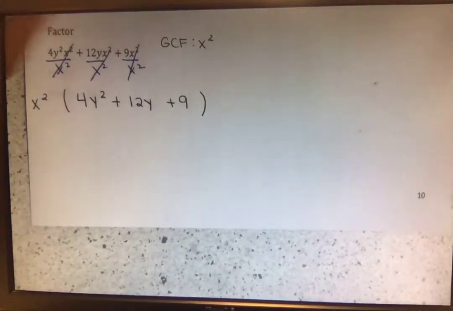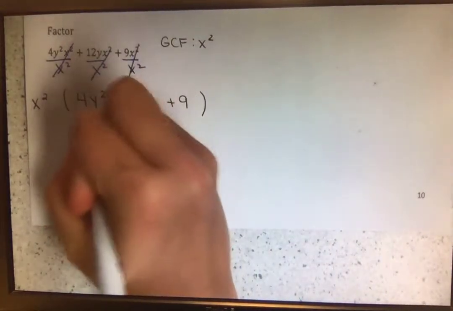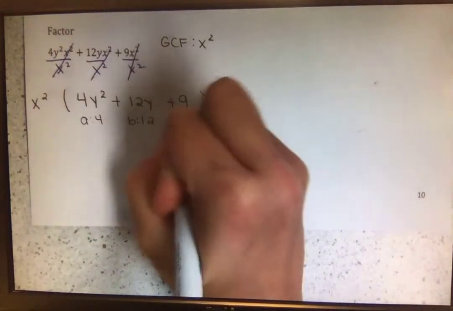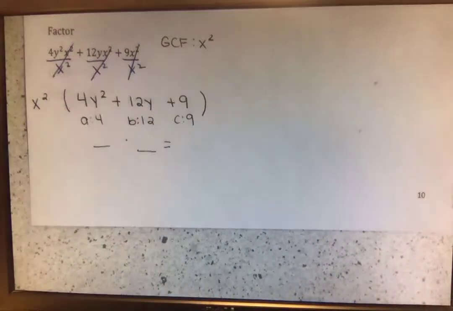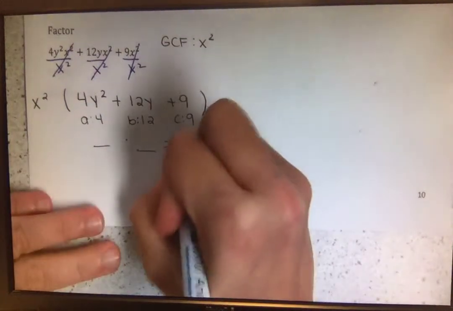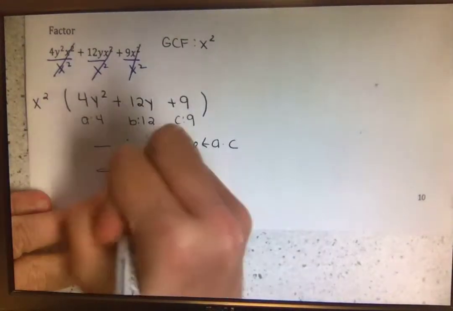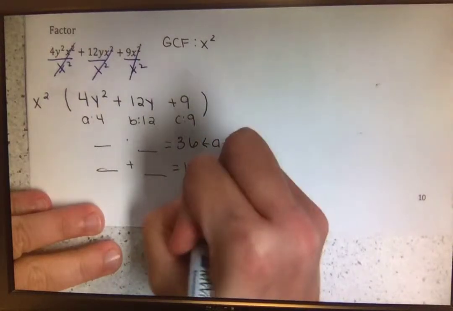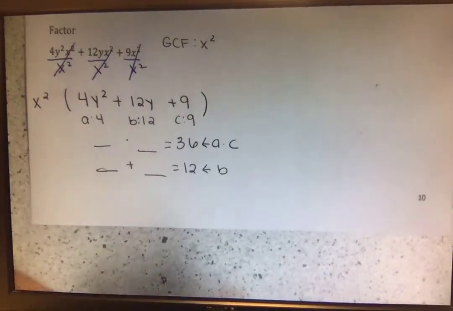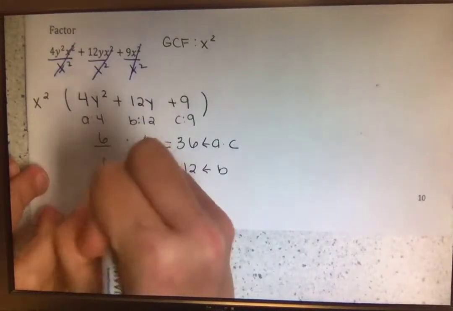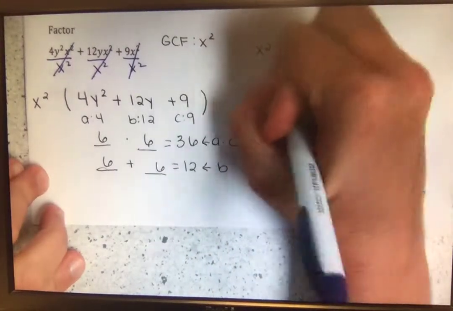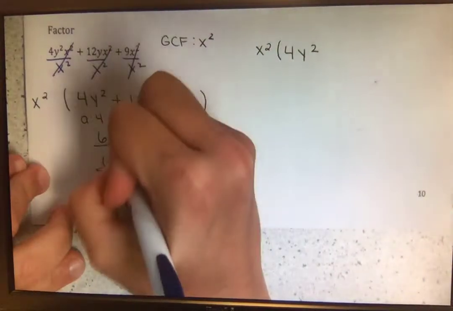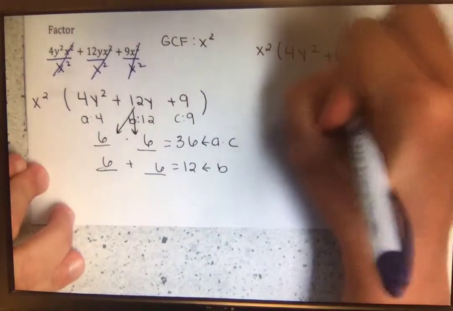So now we're worried about factoring 4y squared plus 12y plus 9. So we know our A value is 4, our B value is 12, and our C value is 9. We are looking for two numbers that will multiply together to give us A times C, which is 4 times 9, which is 36. And the same two numbers to be added together to give us B, which is going to be 12. So I'm thinking 6 times 6 is 36, and 6 plus 6 will give us that 12 that we're looking for. So we have that x squared out front. We have 4y squared. We're going to split up the 12y using the numbers in our blanks.